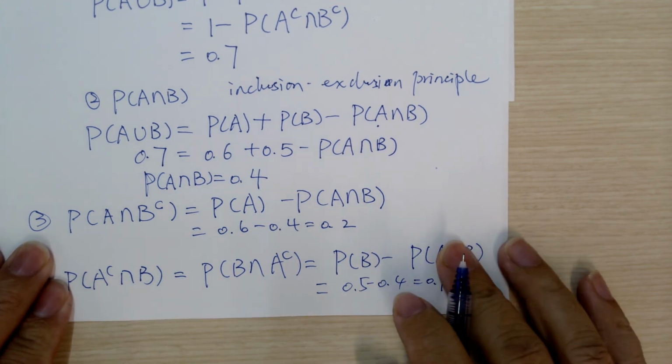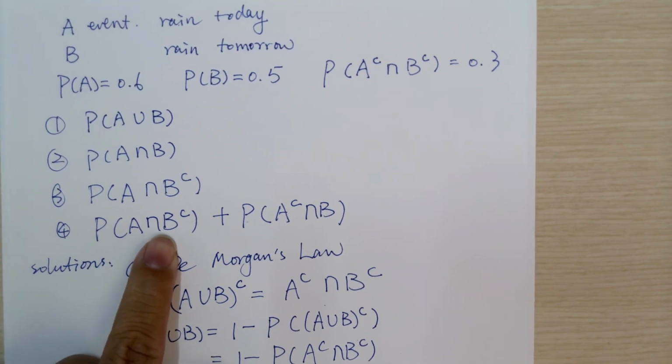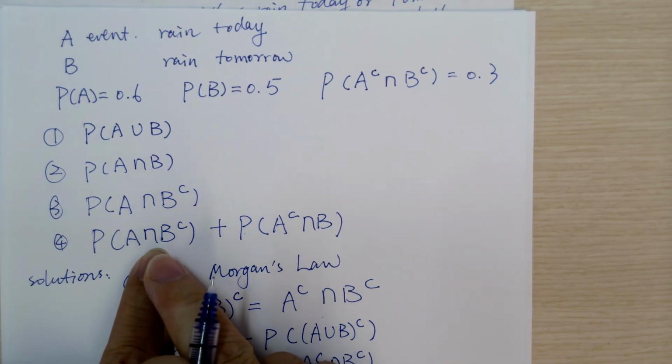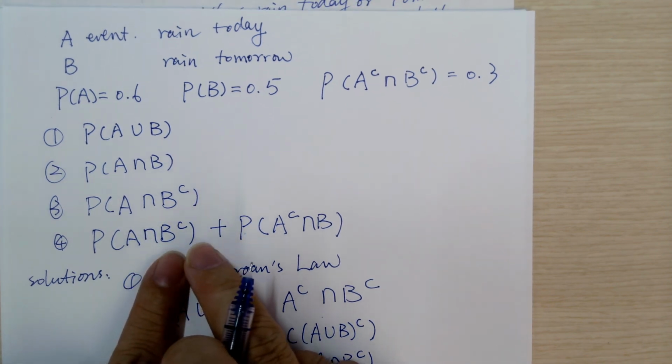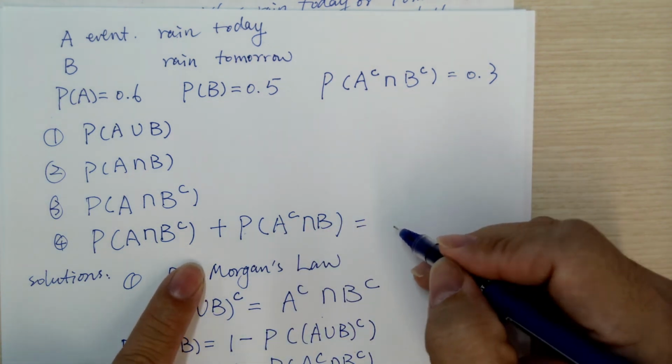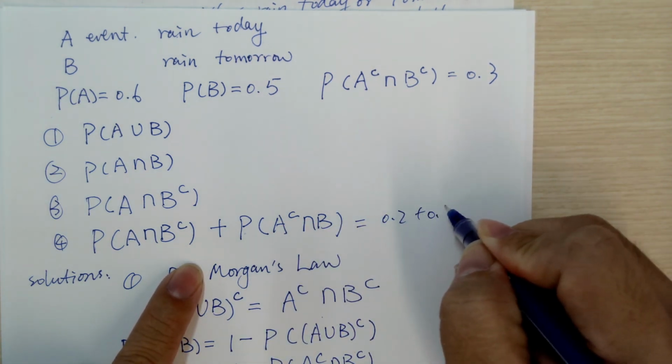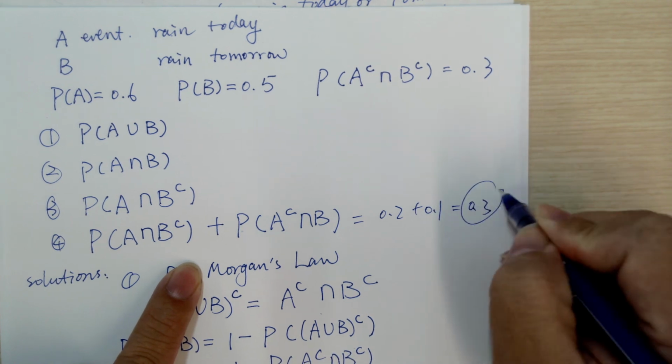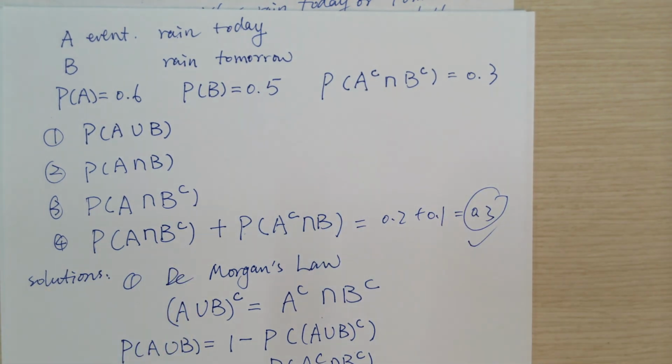Hence, number 4, either rain today, no rain tomorrow, or no rain today, rain tomorrow, is going to be the sum of those two, which is 0.2 plus 0.1, which gives us 0.3. Okay.